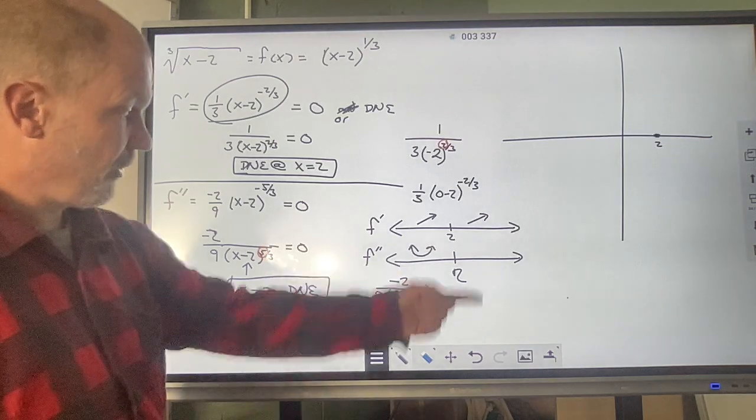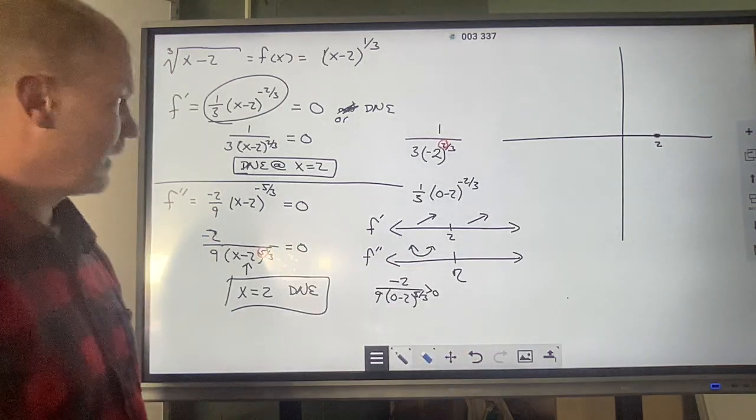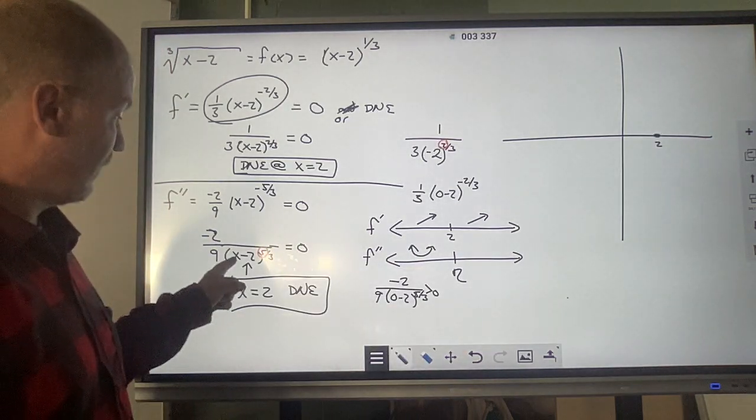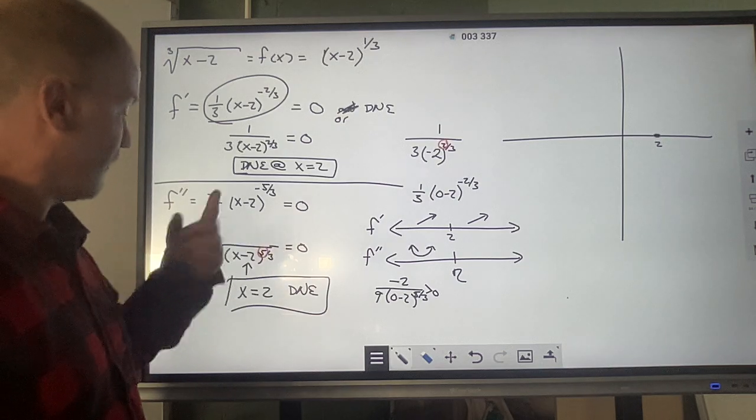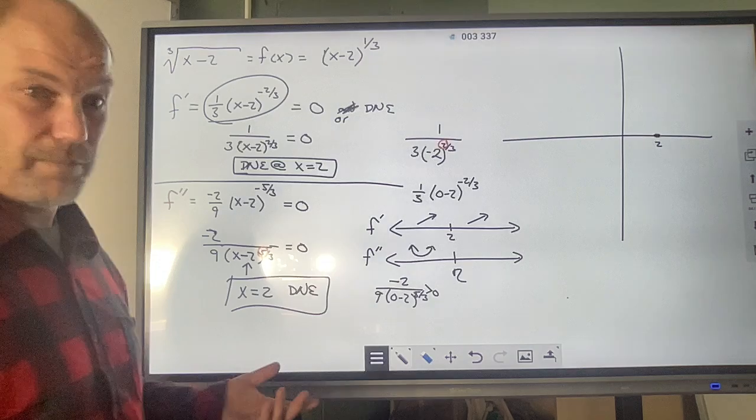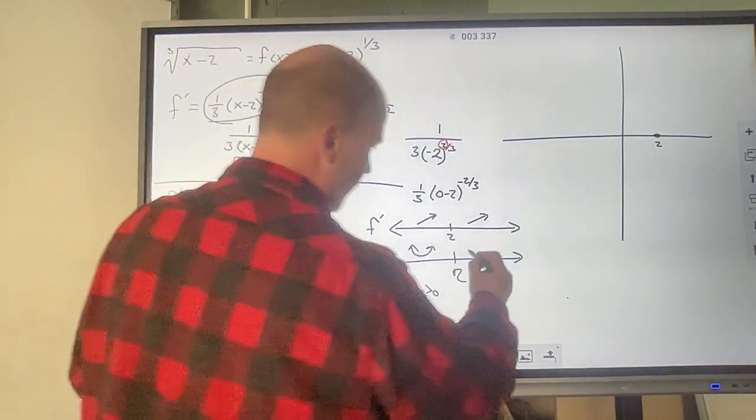I need to plug in another number to the right of 2. I'm going to pick the number 3. So I'm going to really have 1 to the 5 thirds. That's going to give me a positive. 9 times a positive is positive. Negative 2 divided by a positive is negative. So I have this shape.